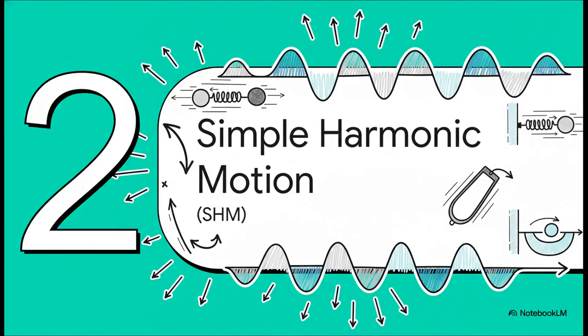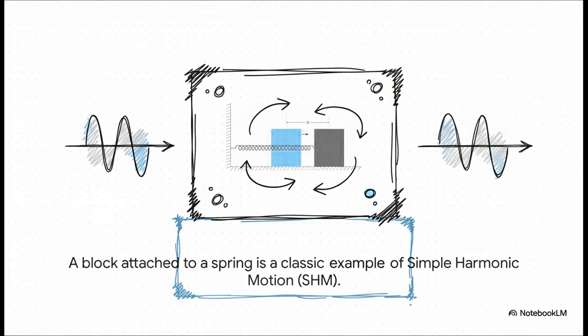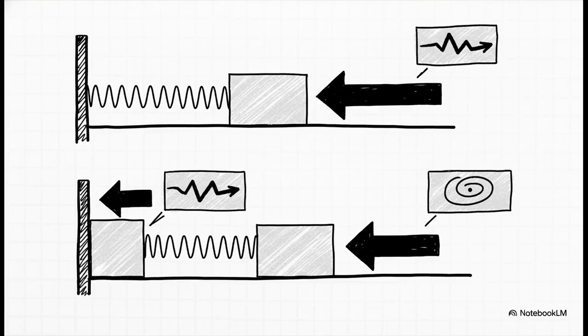Okay, now let's meet the star of this chapter, the most important type of oscillation, called simple harmonic motion, or SHM. This simple system of a block and a spring is the best way to understand SHM. SHM follows one simple rule. The force pulling the block back is proportional to how far you've stretched or compressed it.